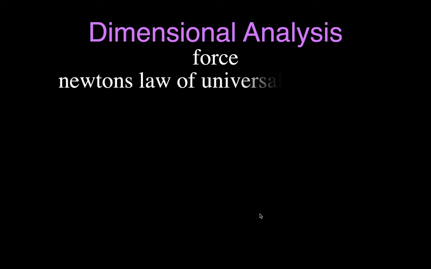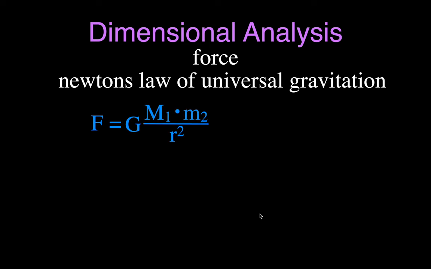And, of course, this one is Newton's law of universal gravitation, which looks like this, that the force is equal to G, which is the gravitational constant, 6.67 times 10 to the minus 11. And then we're going to multiply that times both of the masses, M1 and M2. And then it's divided by the square of the distance between them. All right. Now, you got to remember the masses have to be in kilograms. The distance between them has to be in meters.